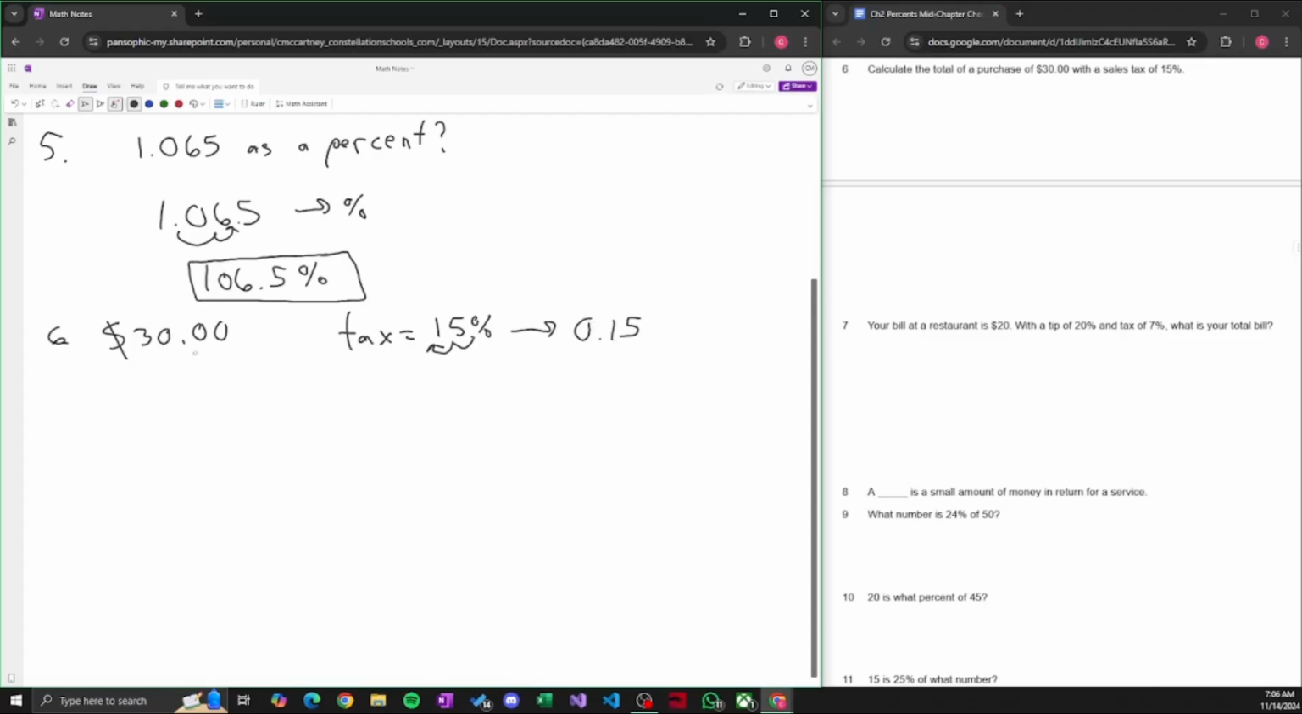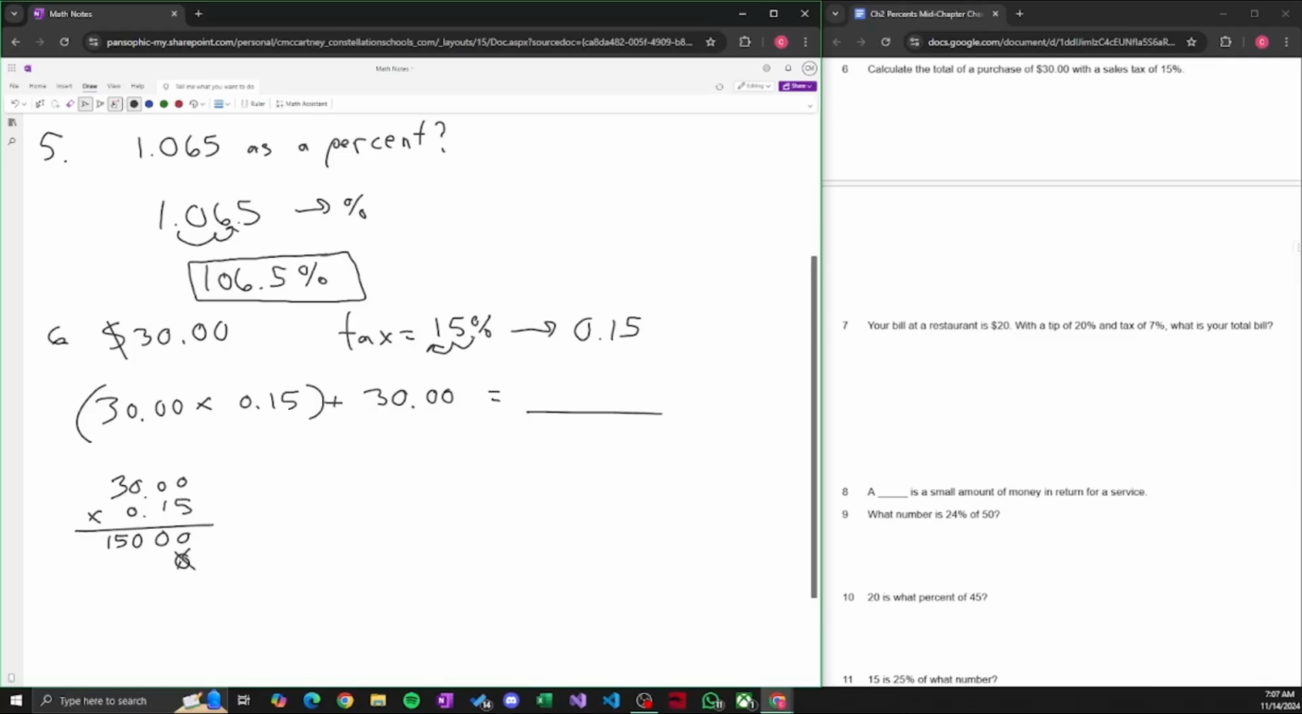So we have our price, we have our tax rate. We're going to multiply this price times the tax rate, and we're going to add it back to this price. So let's do that. $30 times 0.15, and we're going to add it back to our original price. So let's multiply 30.00 times 0.15. 5 times 0 is 0. 5 times 0 is 0. 5 times 0 is 0. 5 times 3 is 15.